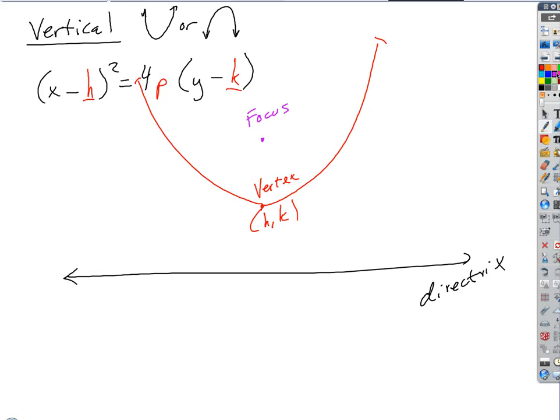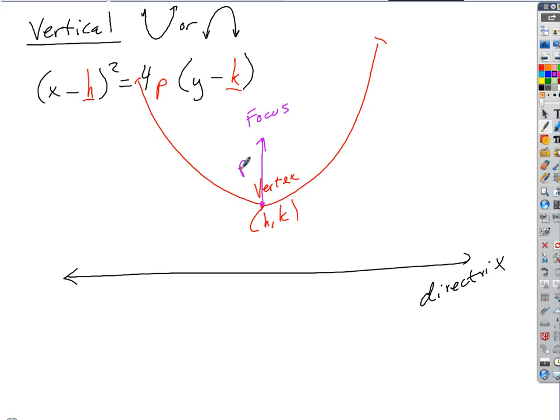So always think about it as a vector or an arrow. So if you start at the vertex and we move to the focus, that's p. It's positive if the arrow is pointing in the positive direction. So for example, if the parabola is opening up, that means that the focus is above the vertex, and so the arrow is pointing in the positive y direction. So p would be positive.